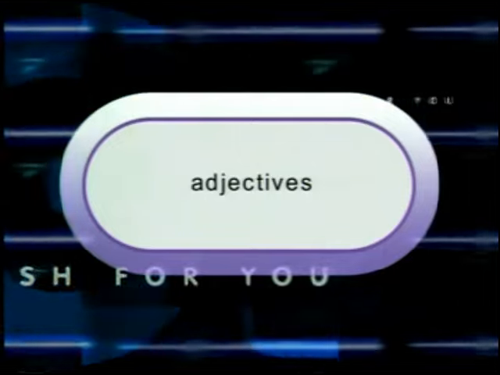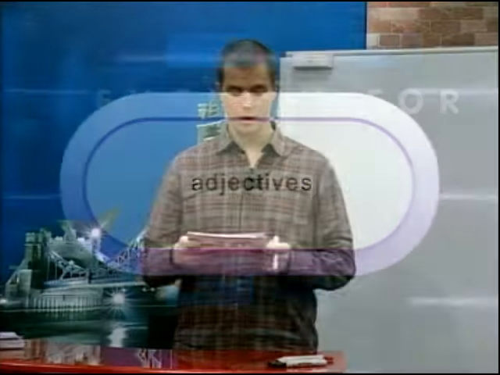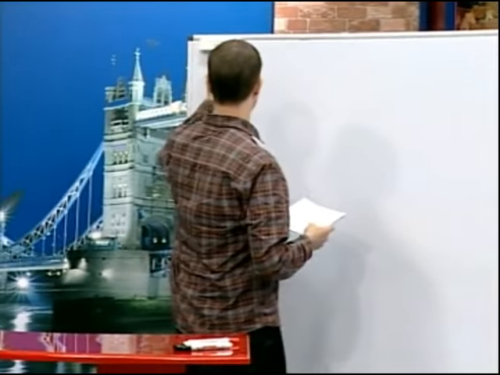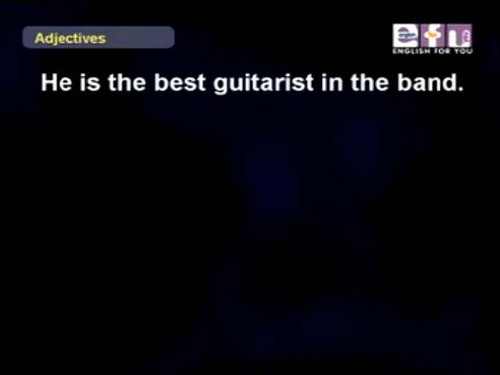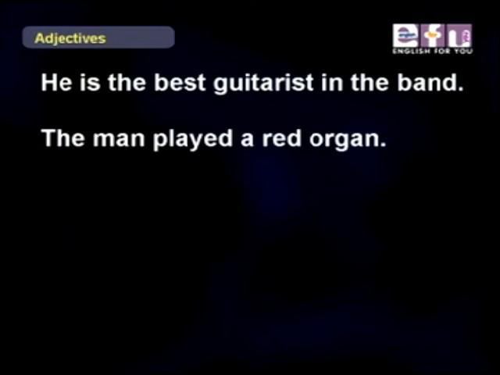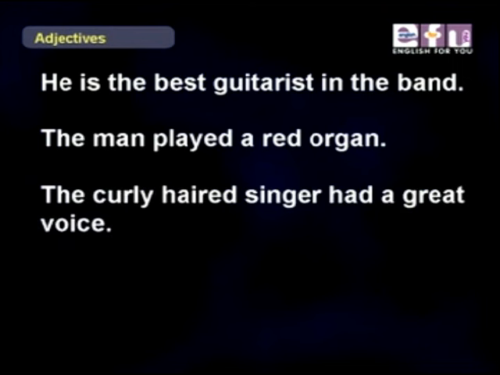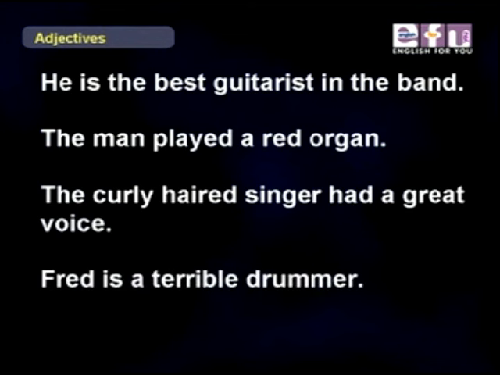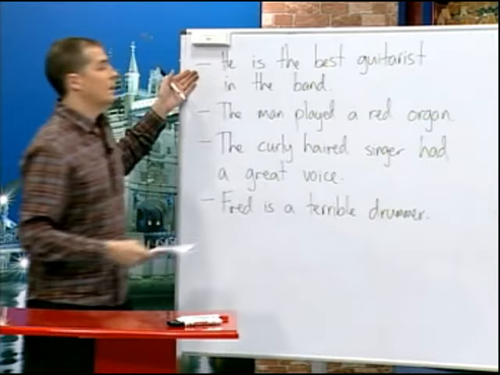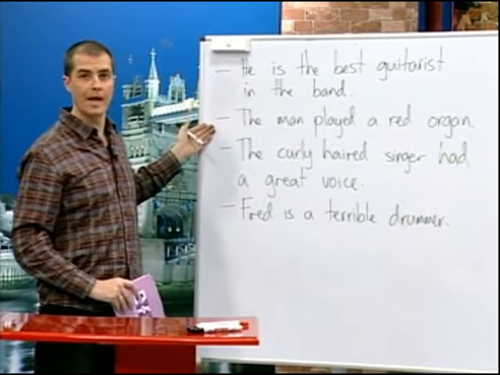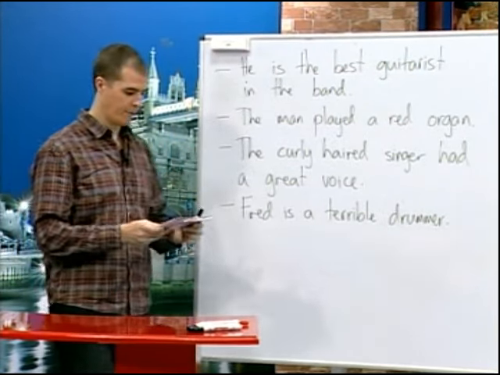Adjectives. Now we can talk about adjectives. He is the best guitarist in the band. The man played a red organ. The curly-haired singer had a great voice. And the last one, Fred is a terrible drummer. He is the best guitarist in the band. The man played a red organ. The curly-haired singer had a great voice. Fred is a terrible drummer.